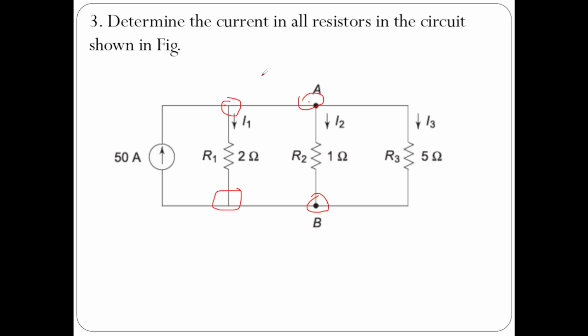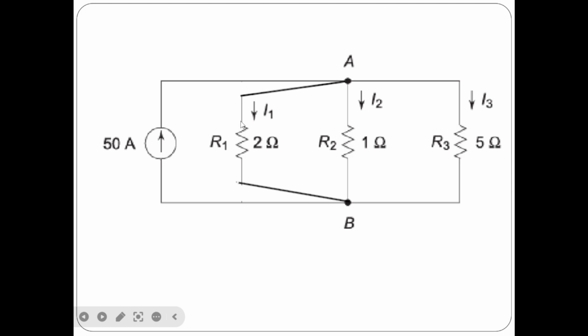Potential at these 2 nodes will be same. Hence, the potential difference between these 2 nodes will be 0. Similarly, since there is no element between this node and this node, the potential difference between these 2 nodes will be 0. So, instead of using 2 nodes, we can use only one node. So, I have redrawn this figure. You can see there is only one node in this branch and only one node in this branch. So, now I have only 2 nodes.